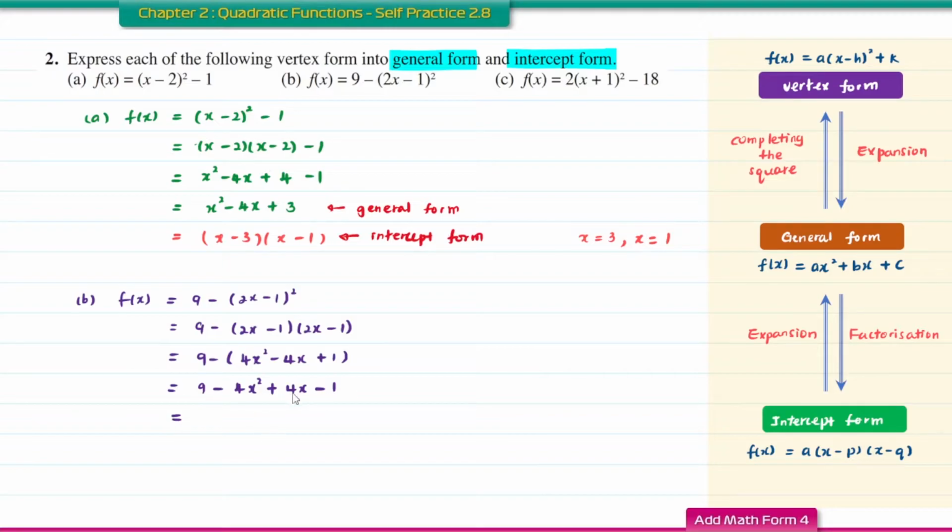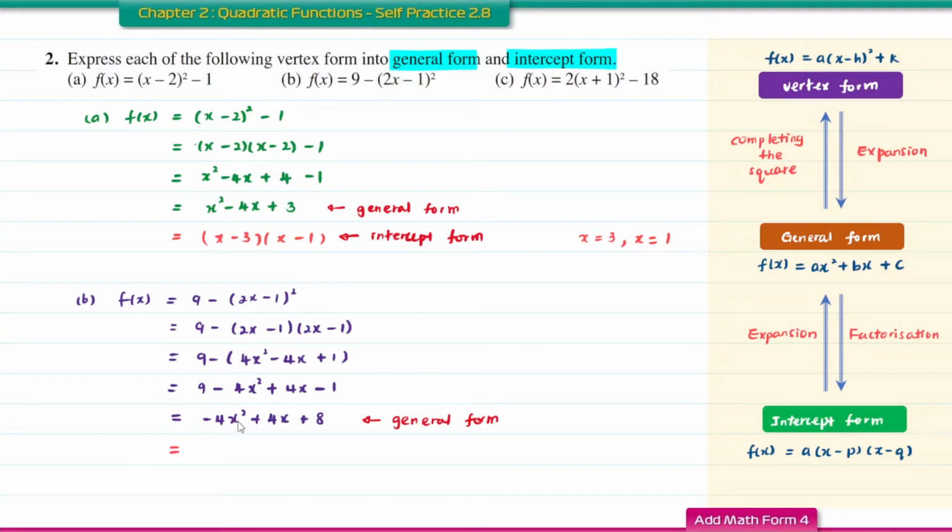So I'm going to rearrange this and solve for the like terms. So you're going to get minus 4x squared plus 4x. So here is a positive 9 minus 1, which is plus 8. So this part here is the quadratic function in general form. Now we want to change it to intercept form.